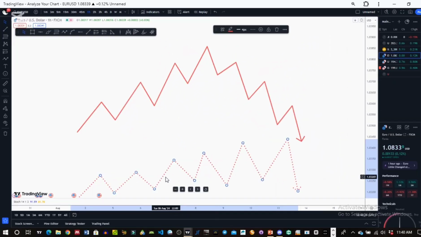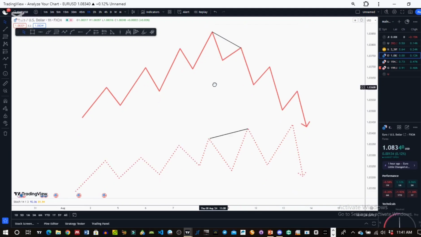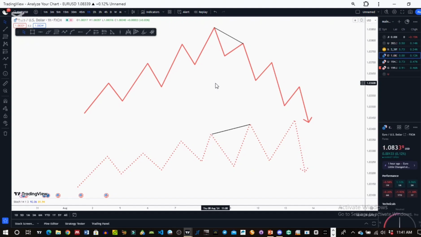So this is what it typically would look like for a hidden bearish divergence. You would have price moving in one direction and the indicator moving in another direction, converging. So the hidden bearish divergence is actually a convergence, while the normal bearish divergence is a true divergence. It's more like an opposite, all right?